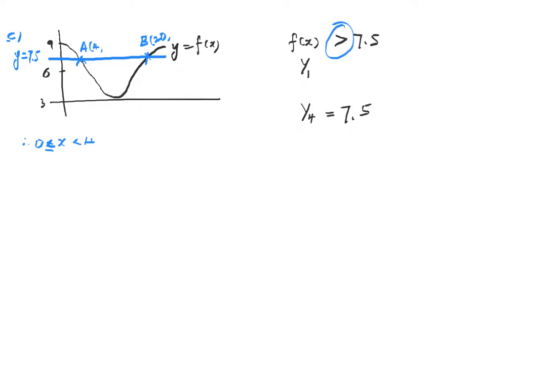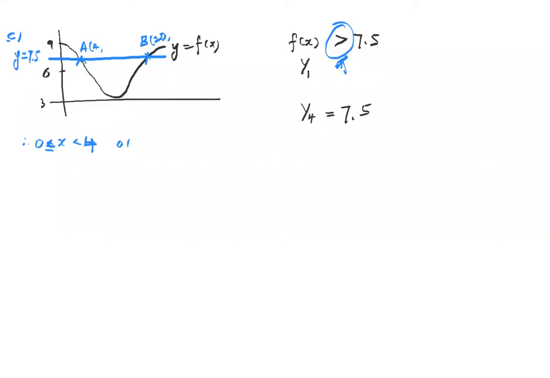Paham? Paham tak? Dia tak ada equal sini. There is no equal sign here. So for 4, you cannot put equal. For 0, you can, because 0 can be part of it. Because when x equal to 0, f(x) is 9, which is greater than 7.5.